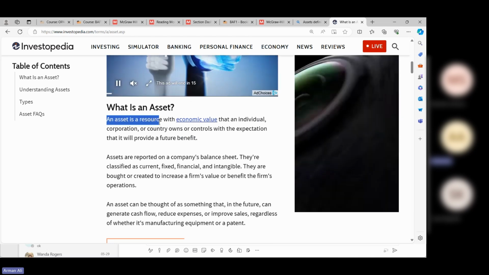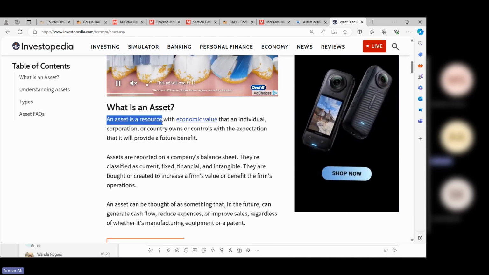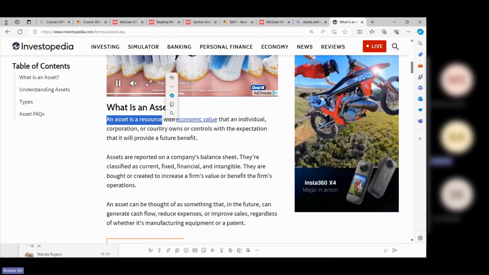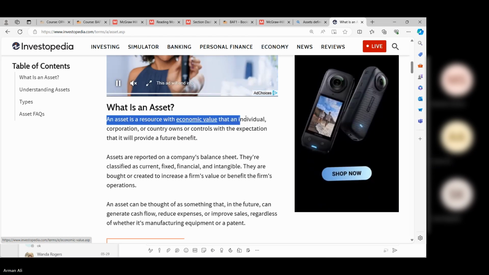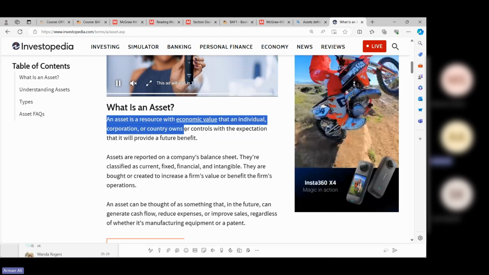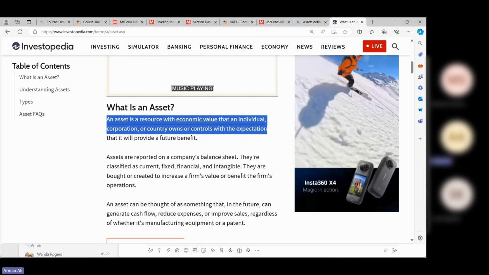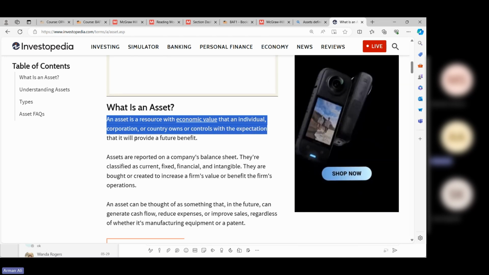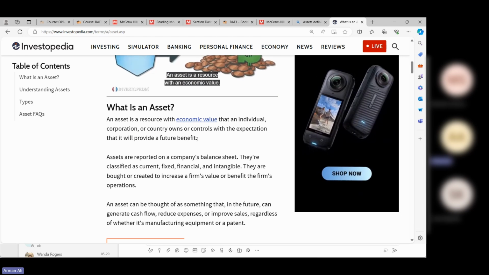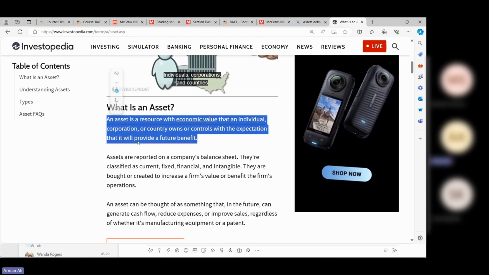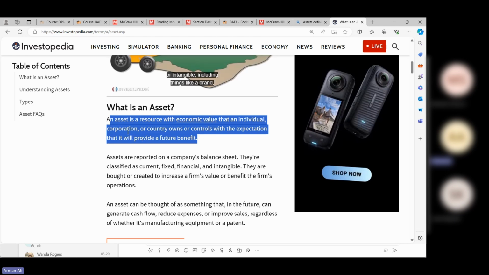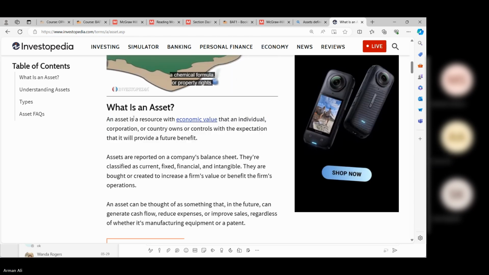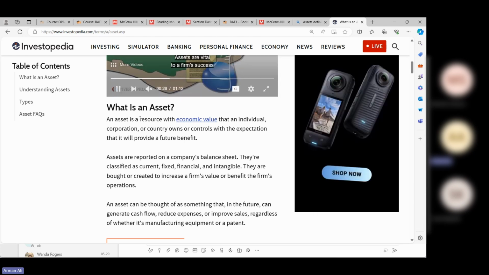An asset is a resource. Remember, in some of my earlier lectures, I was talking about the concept of source and resource. Assets are the resources with economic value that an individual, corporation, or country owns or controls with the expectation, the most important element, expectation that it will provide a future economic benefit. Not just a benefit, future economic benefit. So there you go. This is the main definition of asset, which is universally used. It's a resource from which you derive future benefit.